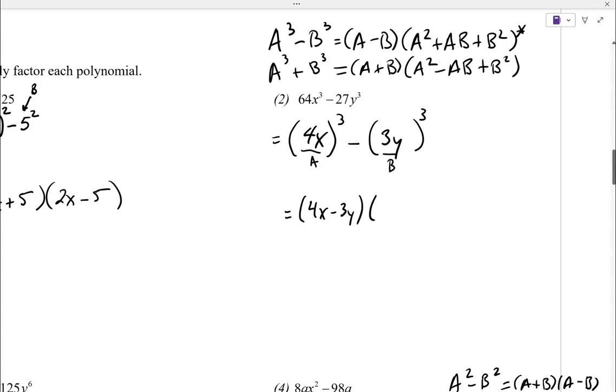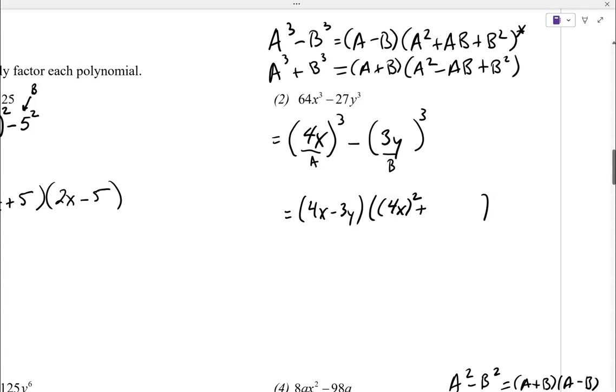In the second one, in the second piece, that first term, we square the A, right? I'm going to write it with parentheses to start with. You're going to square the A, so I'll write it as 4x, the whole thing squared. What's the next term? Is it a minus or a plus?